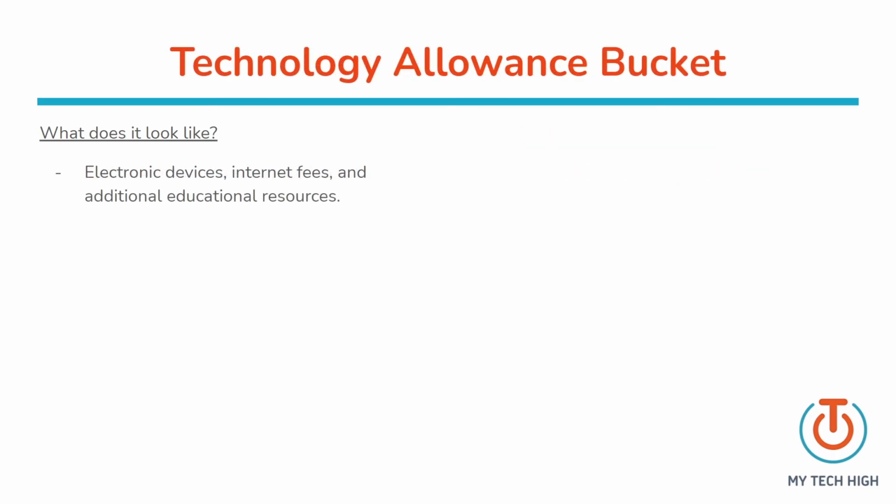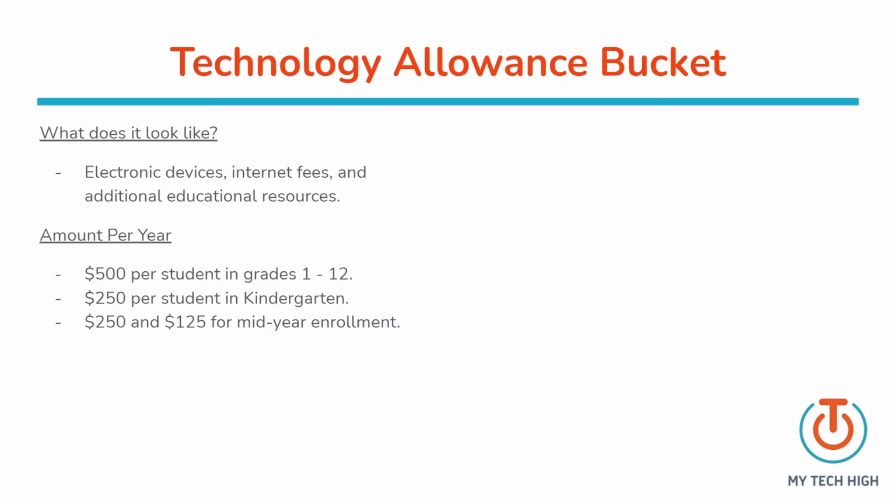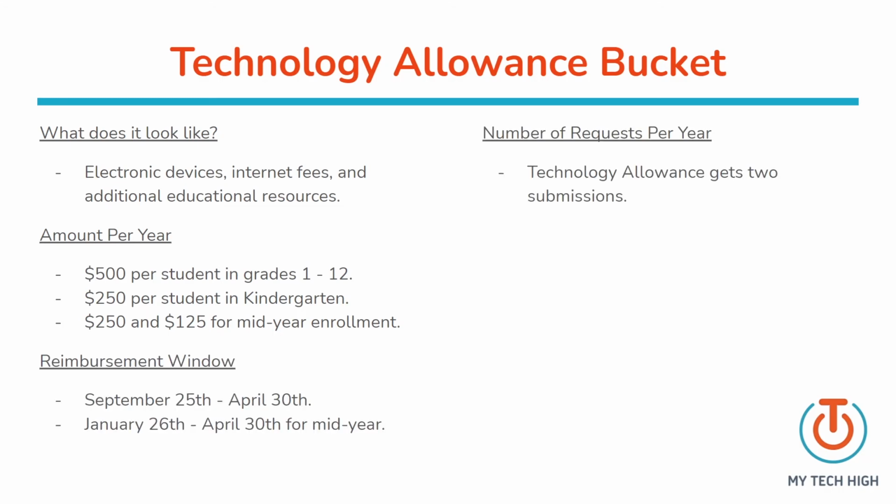All students will receive a technology allowance of up to $500 per year to help pay for access to a computer, internet, and other approved educational resources. This bucket receives $500 for all students in grades 1 through 12 and $250 for all students in kindergarten. You may submit up to 2 requests for reimbursement for each child.